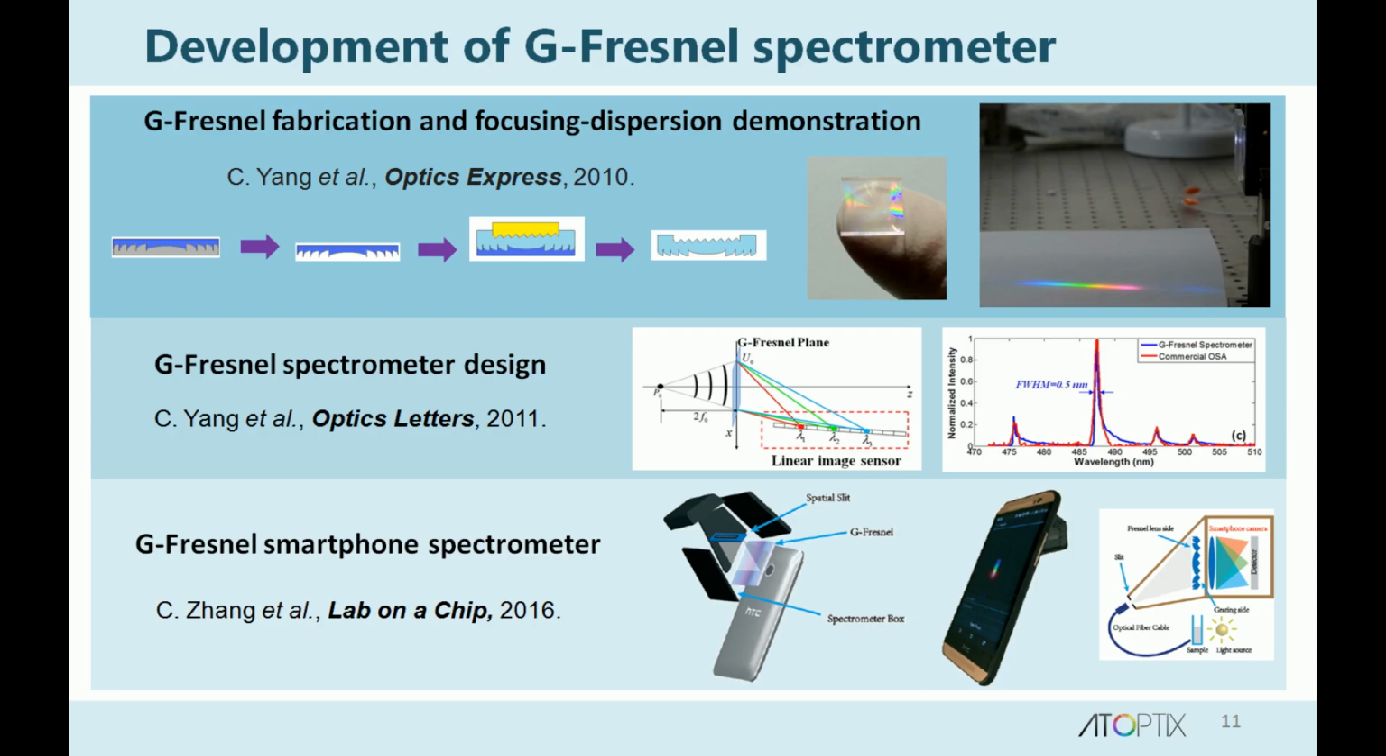the G-Fresnel was integrated with a smartphone by utilizing the back camera, in a very simple design in a Lab on a Chip article. You can see how it comes together connected to an HTC smartphone. And this was demonstrated for various absorption measurements and applications associated with that.